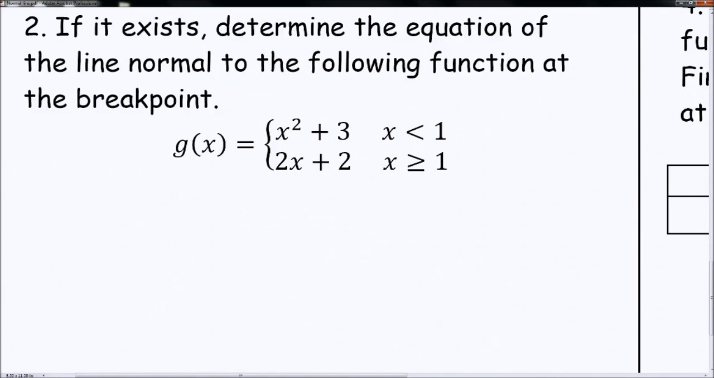Alright, number 2. If it exists, determine the equation of the line normal to the following function at the breakpoint. So let's find our derivative, and we do that by writing g prime of x is equal to, in this case, it's going to take the derivative where x is less than 1, so the top would be 2x for x is less than 1, and the bottom would be 2 for x is greater than or equal to 1.